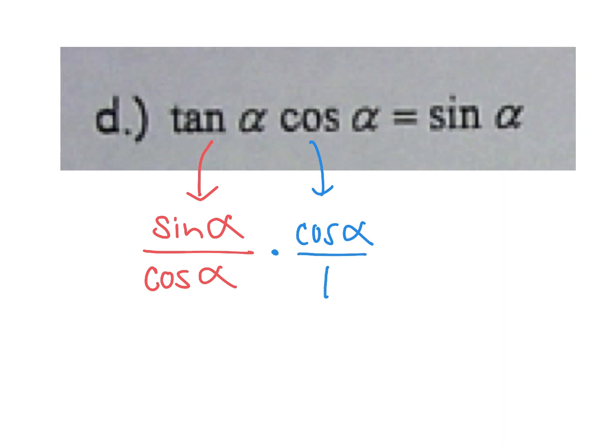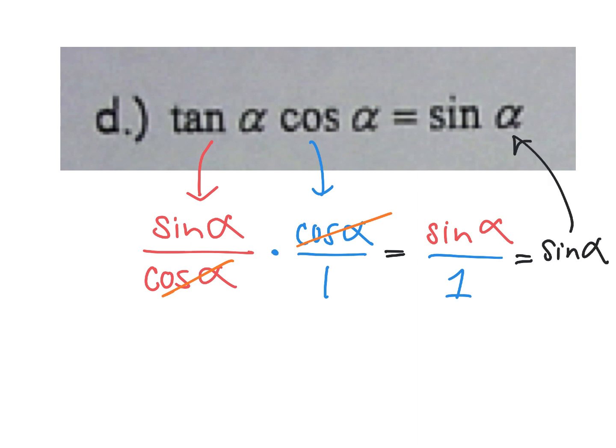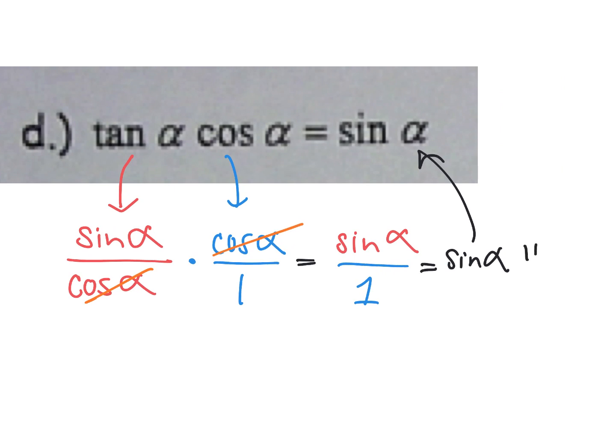And then look at that, kids. Oh my gosh, so cool. The cosines are going to cross cancel. So what you're left with is basically sine alpha over 1. Which, hey, look at that. That's just sine alpha. So I got back to the other side of the equal sign, which makes me pretty happy. Good job, people.